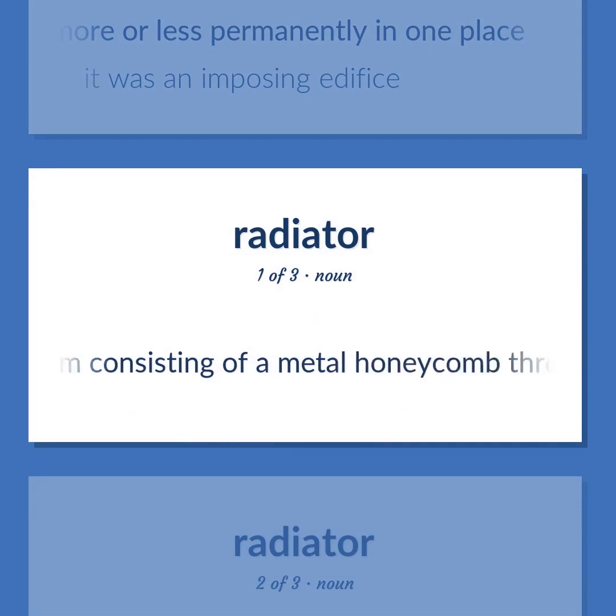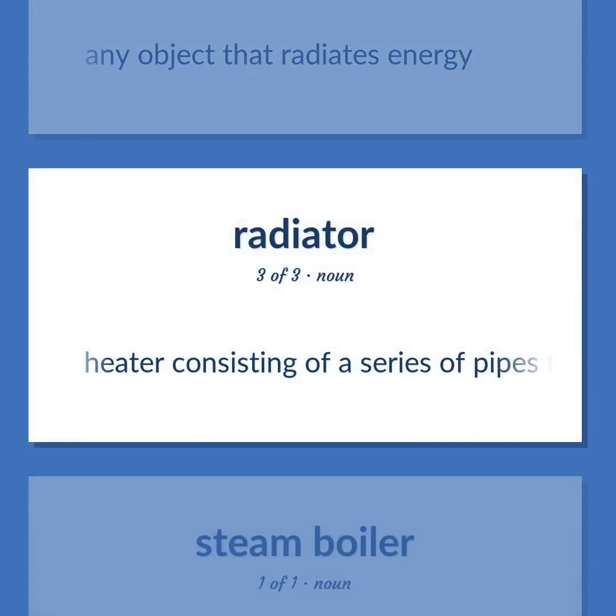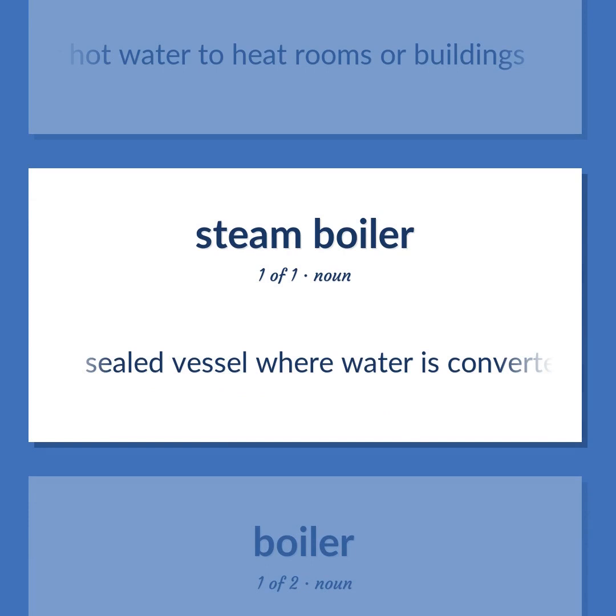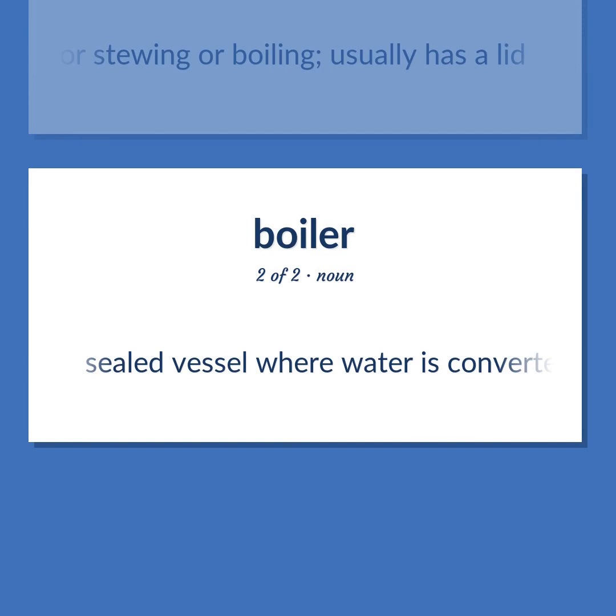A mechanism consisting of a metal honeycomb through which hot fluids circulate. Heat is transferred from the fluid through the honeycomb to the airstream that is created either by the motion of the vehicle or by a fan. Any object that radiates energy. Heater consisting of a series of pipes for circulating steam or hot water to heat rooms or buildings. Sealed vessel where water is converted to steam. A metal pot for stewing or boiling, usually has a lid. Sealed vessel where water is converted to steam.